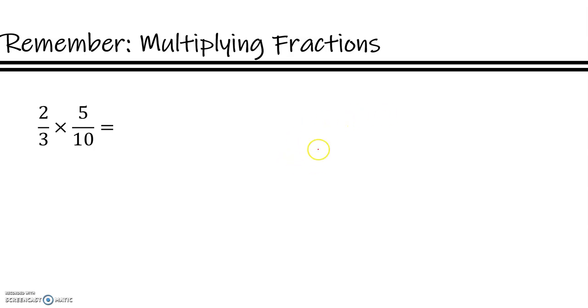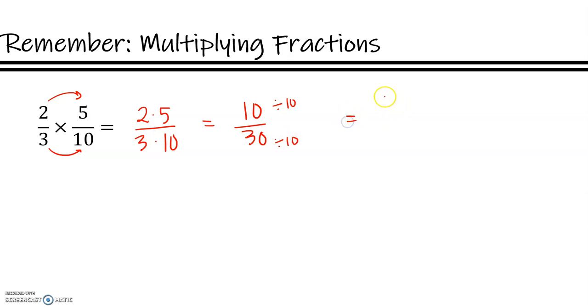Before we get started, let's remember how to multiply fractions. Remember that you have to multiply the top number times the top number and the bottom number times the bottom number. And so 2 times 5 is 10, 3 times 10 is 30, and then simplify if needed. Both of these are divisible by 10. And so my final answer would be 1/3.